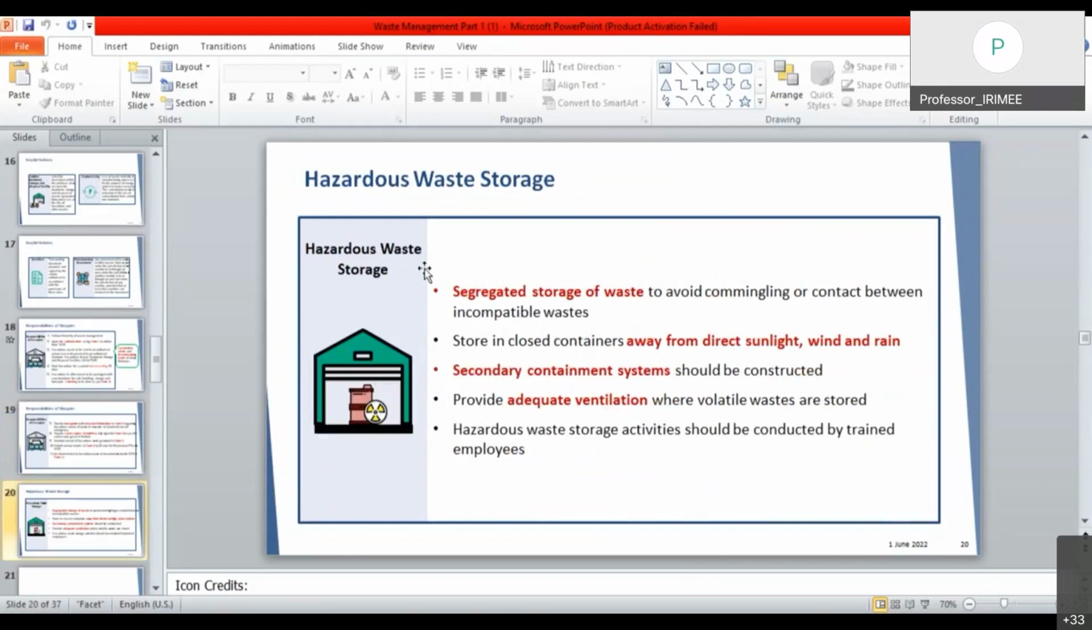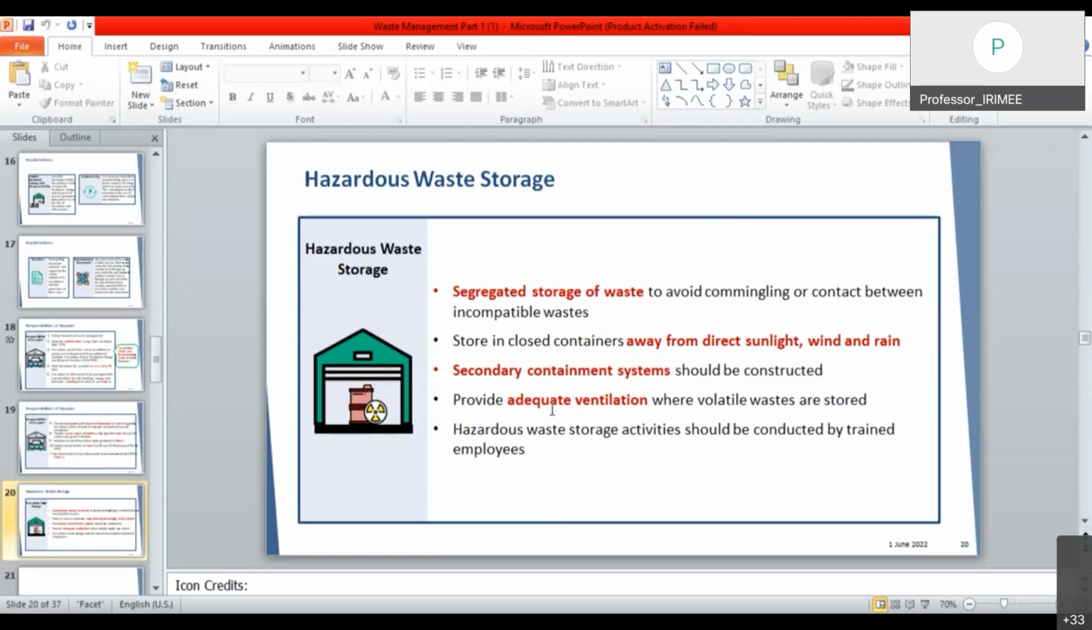Hazardous waste storage. Segregated storage of waste to avoid commingling or contact between incompatible waste. Waste should not be commingled, because with commingling there may be chances that certain chemicals may react to give more hazardous properties. That's why they should be kept in a segregated condition and commingling should be avoided.